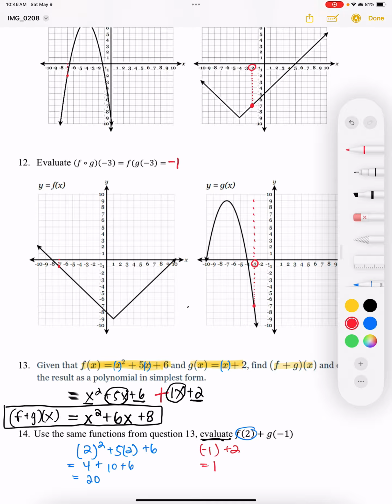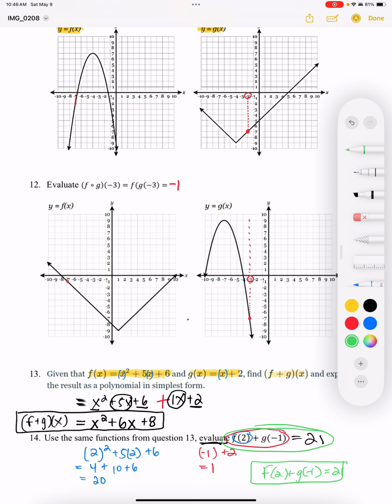So for F, I got 20 when I put the number 2 into it. And for G, I got 1 when I plug in -1. And at the end, I said, hey, add them together. So 20 plus 1, the final answer is 21. This would be my final answer. F of 2 plus G of -1, the final answer is 21. We put the number 2 into F and into G -1, so the final answer was 21.